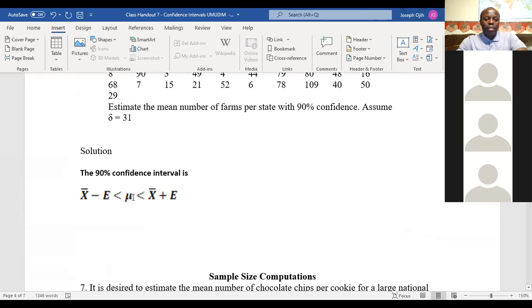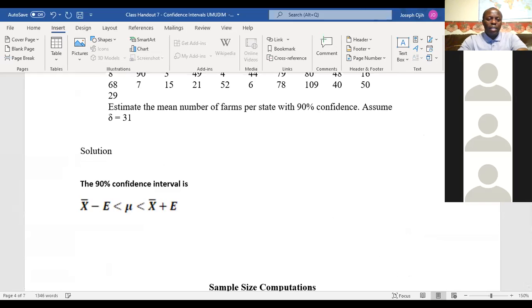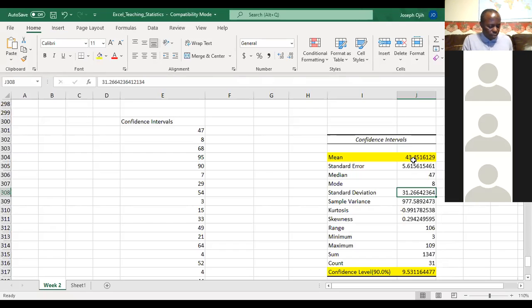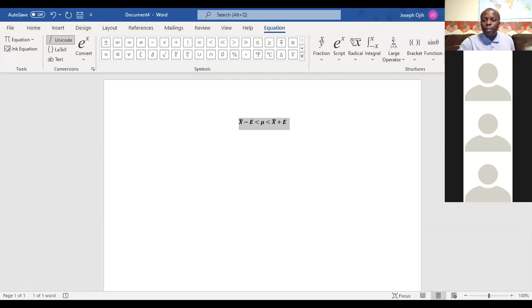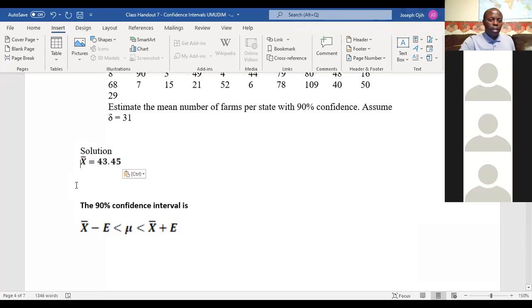X bar minus error less than mean, less than X bar plus error, and our mean in this case. Let me put the mean. Our mean is 43.45. Let me write it down so you don't forget. 43.45 is the mean. So our sample mean in this case becomes 43.45. See? That's what I mean.